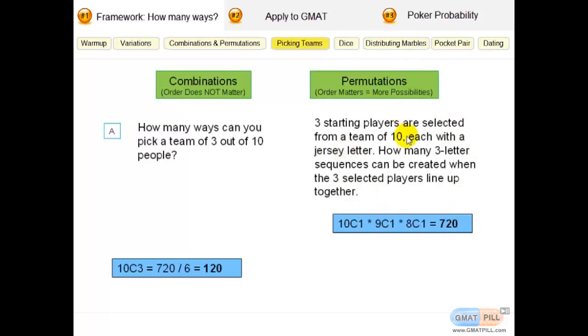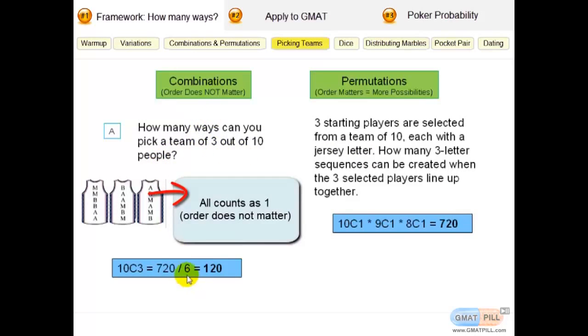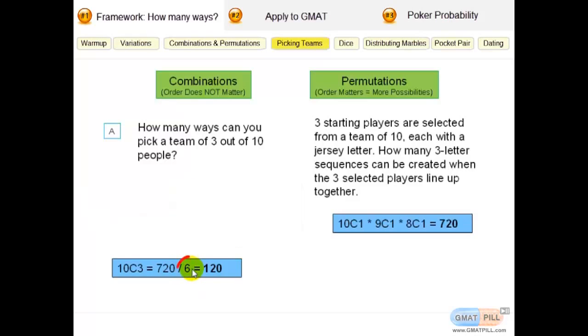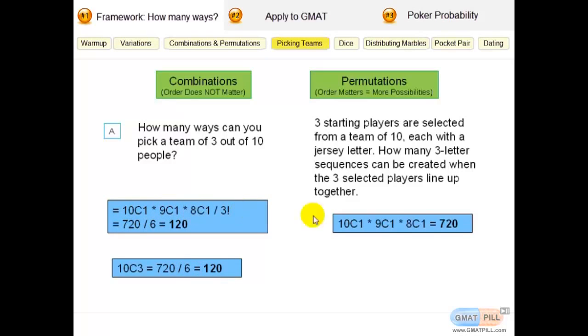If order does not matter, meaning if 1, 2, 3 is the same as 2, 3, 1 and 3, 1, 2 and all that stuff, then you're going to need to divide by 3 factorial, which is 3 times 2, which is 6. In this case, you don't need to divide by 3 factorial. It's simply 720. If we write it out, it's the same thing. 10 choose 1 times 9 choose 1 times 8 choose 1. The only difference is here you divide by 3 factorial.